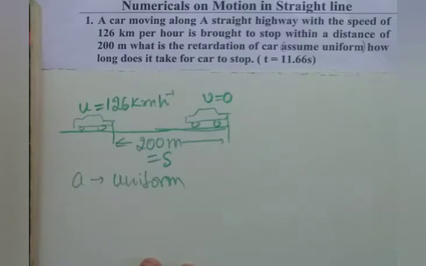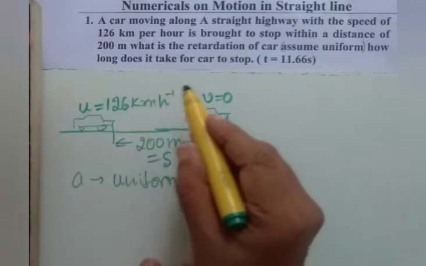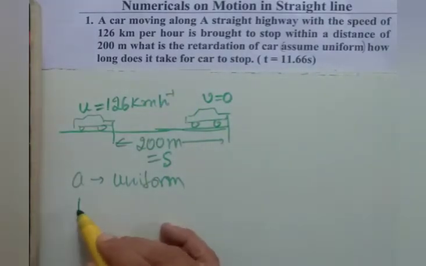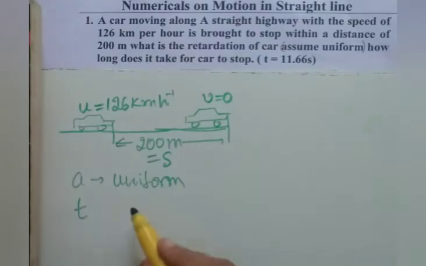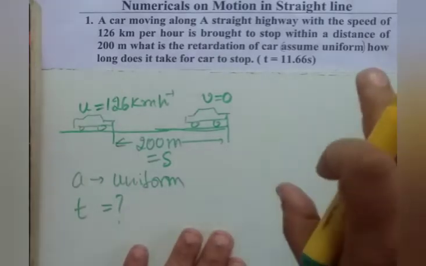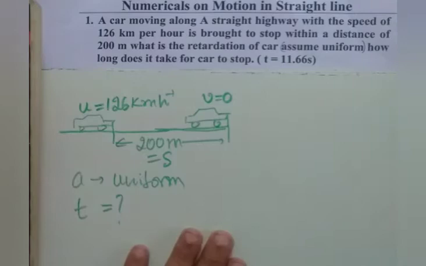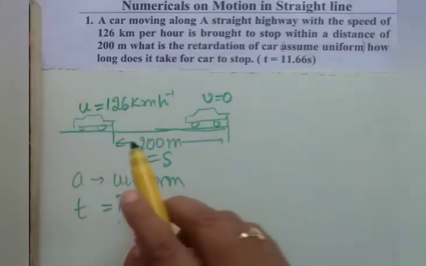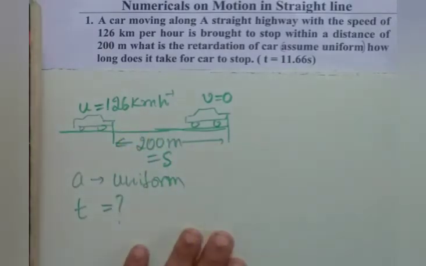In the next step, we need to write what to find along with its symbol and a question mark. How long does it take? That means time. How long means time, to stop the car. So put a question mark in front of T. Observe, I have read the problem, I created a picture, and then in that picture I have written the data. U I have written just before applying the brakes, and final velocity I have written 0 because it comes to stop, and the distance traveled within that time is 200 meter.